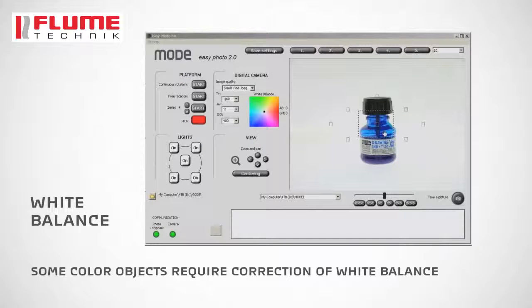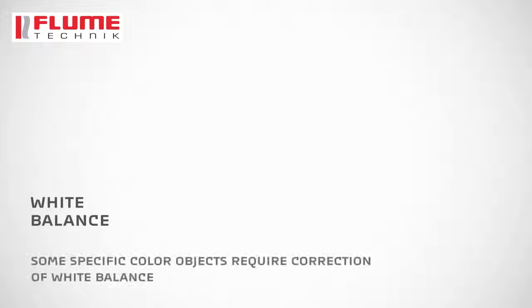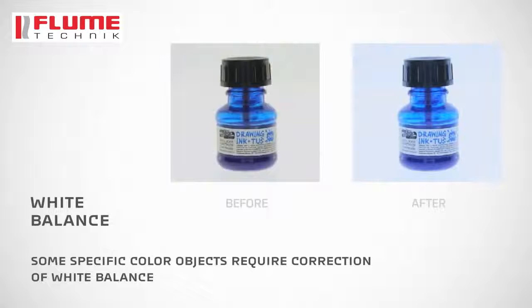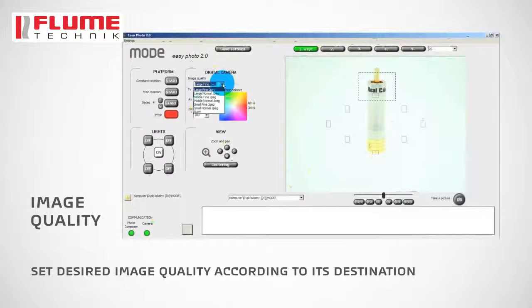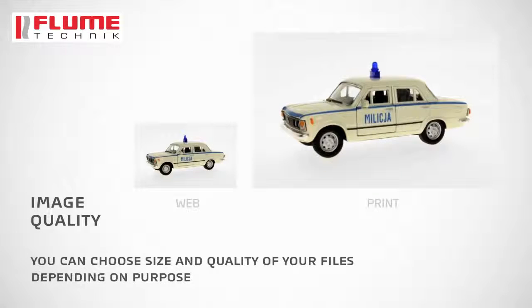Some specific color objects require correction of white balance. Using the White Balance Corrector, you can adjust white balance to get the proper rendering of specific color tints. Image quality settings enable you to choose the proper image size and quality depending on the image destination. Choose small image size for web publishing and large for print and pre-press.